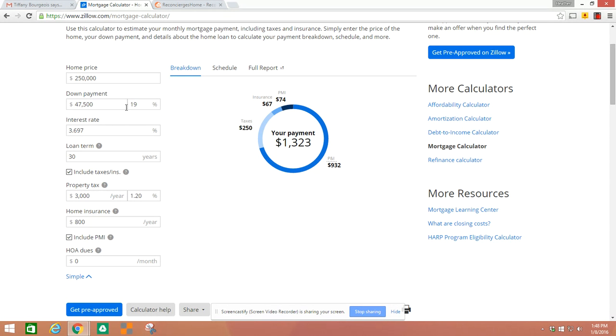Okay, so in this example, let's do 10% down. That's going to be about $25,000, right at 10% for $250,000.